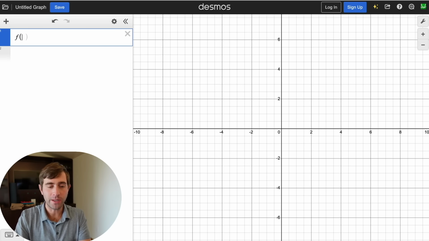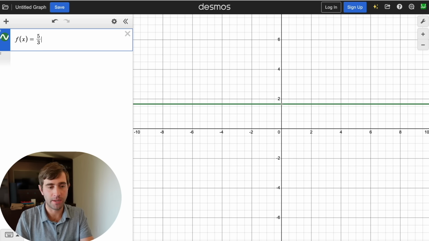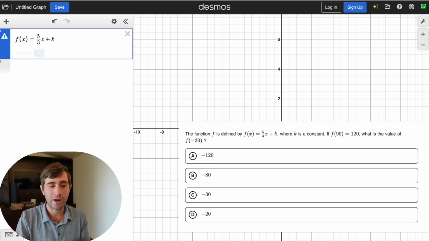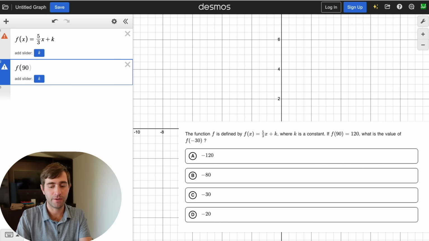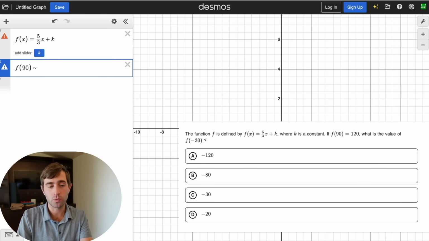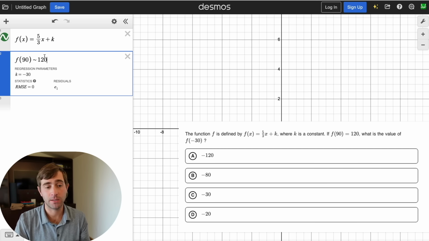So the way we can still sidestep these and simply do them in Desmos really quickly is you're going to write your original expression in, but you're going to ignore this add slider button. Then we need to give it a piece of information. We're going to give it that f of 90, but instead of equals, we will write tilde 120. This is basically going to plug the 120 in for f of x, the 90 in for x. It's going to figure out what k is.